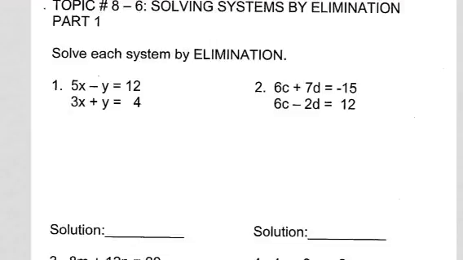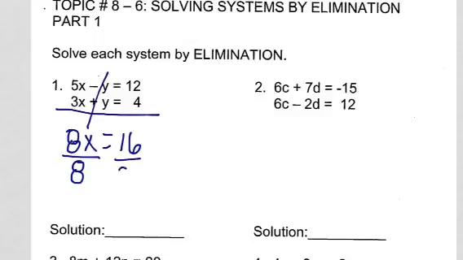So what we see is that the negative y and the positive y would cancel each other out. So we're going to work with them as they are, cancel those out, and what we have remaining is 8x equals 16. When we divide both sides by 8, we see that x equals 2.